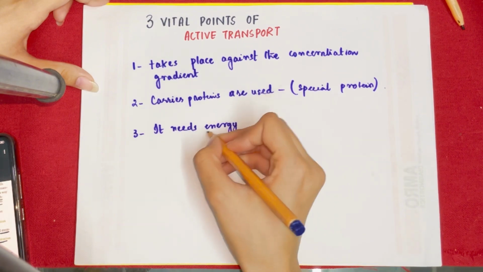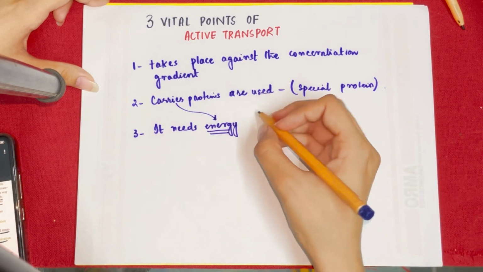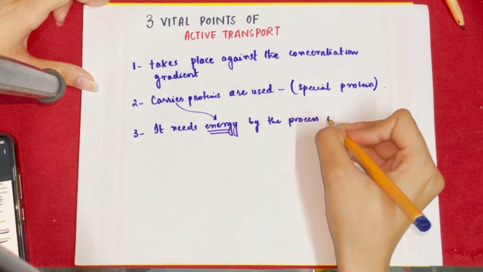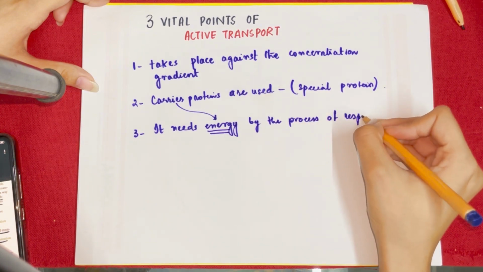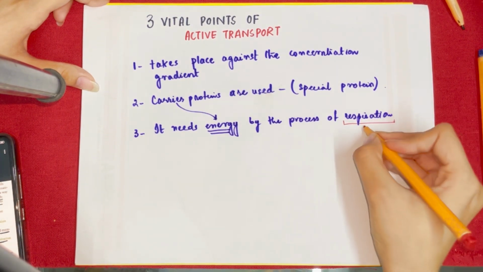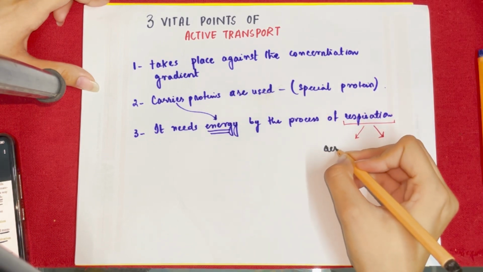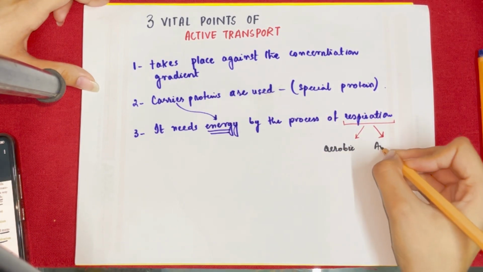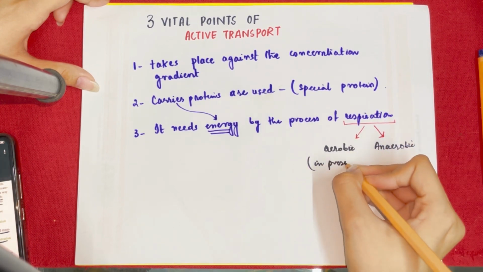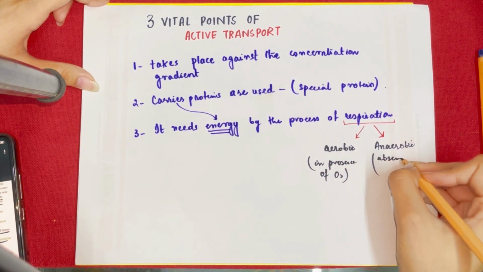It needs energy, which is released with the help of the carrier protein, by the process of respiration. We also know that respiration can be of two types, aerobic and anaerobic. Let's discuss it in detail. Aerobic means in the presence of oxygen, and anaerobic means in the absence of oxygen.